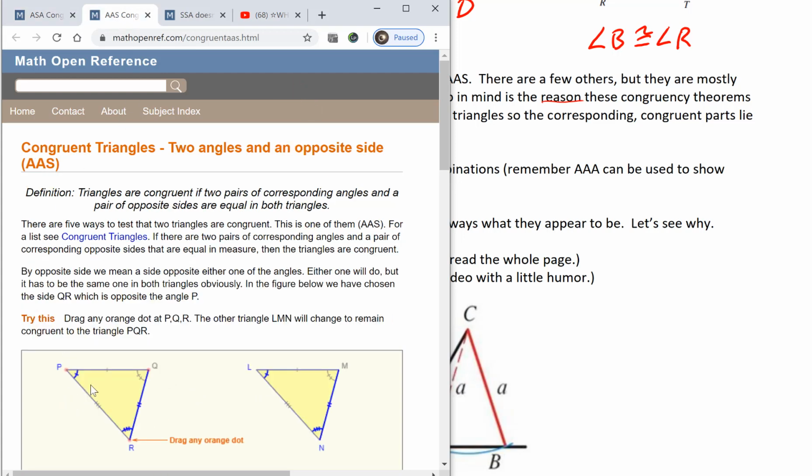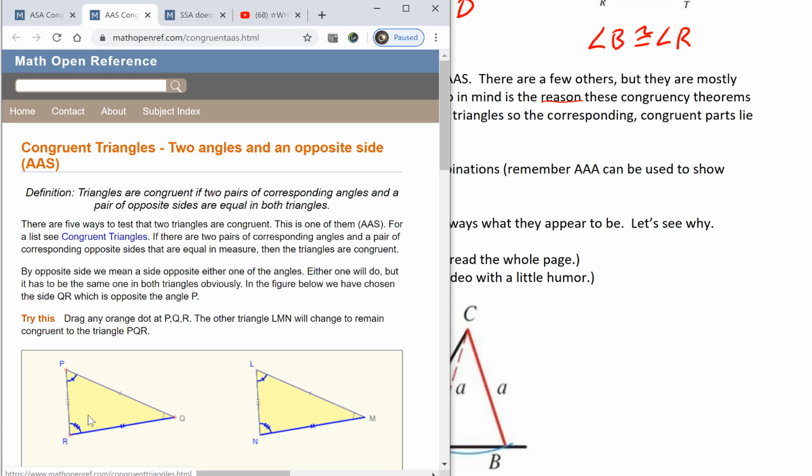And then angle, angle, side looks like this. Again, you could drag any one of these around any way you wanted. That blue side, that blue side, that blue angle, and that one right there. Again, move these any way you want. As long as that angle, angle, side match up, then we're going to get 2 congruent triangles.